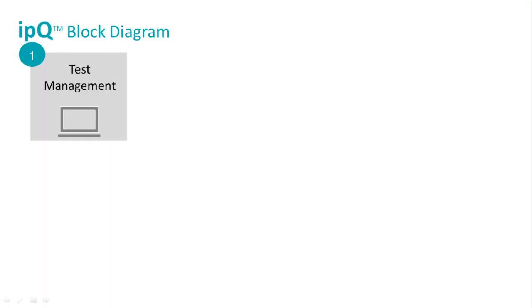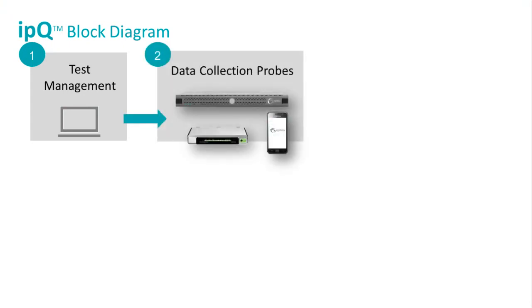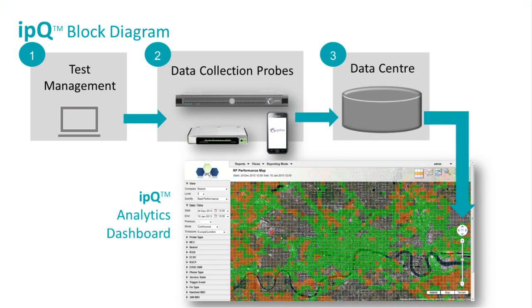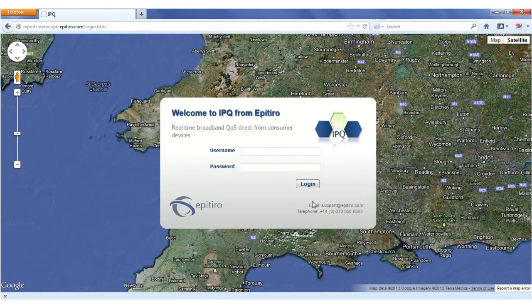First, let's briefly look at the components that comprise the ipQ performance monitoring solution, which consists of a test management system that determines the probe test configurations, the data collection probes themselves that execute the testing, a database for storing the measurement data, and the ipQ Analytics Dashboard. You can see from the diagram that the ipQ Analytics Dashboard is extracting information from the database and presenting it on screen. The Analytics Dashboard is an online browser-based tool.